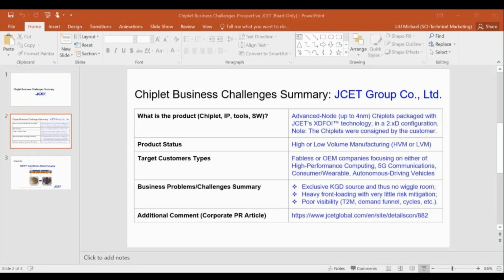And like I said earlier, we have exclusive known good die sources. One is the customer, the other one is a third-party contractor. Thus, there's no wiggle room when it comes to supply chain, lead time improvement, or cost negotiation, nothing. Everything is consigned. On the implementation side, we have pretty heavy front-loading investment when it comes to equipment, process flow, and quality control, with very little risk mitigation, meaning everything is consigned, everything is built to print.